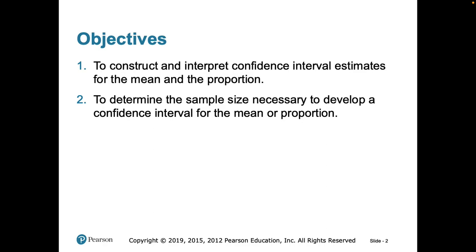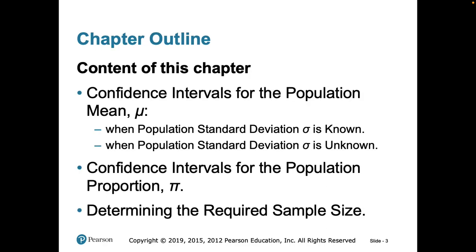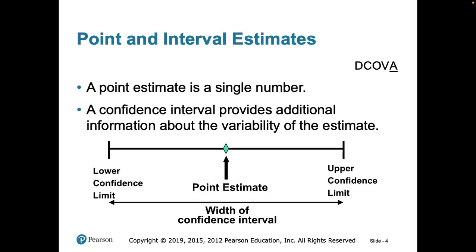So today we're going to be talking about the intervals for the population. We're going to be talking about when we know the standard deviation and when we don't know the standard deviation. We're also going to be able to build confidence intervals for the population proportion. And finally, we're going to finish talking about the required sample size to make sure those confidence intervals are good. All right, with that said, let's dive right into it.